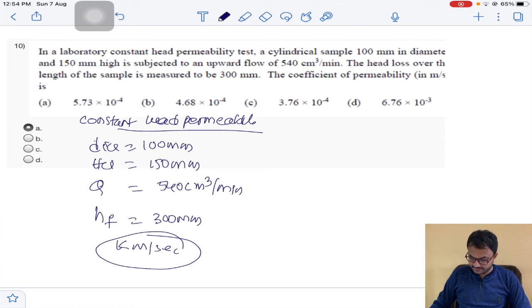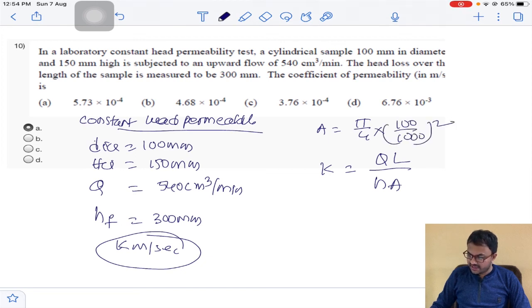We have a direct formula. K is equal to QL divided by H into A. So here A is equal to pi by 4, 100 by 1000. He has given diameter, it is in mm, so I am converting that mm into meters by dividing by 1000. So you will get some value. So I am substituting directly all the values. So the Q is equal to 540. I am converting everything into meter per second because I want the units in meter per second.